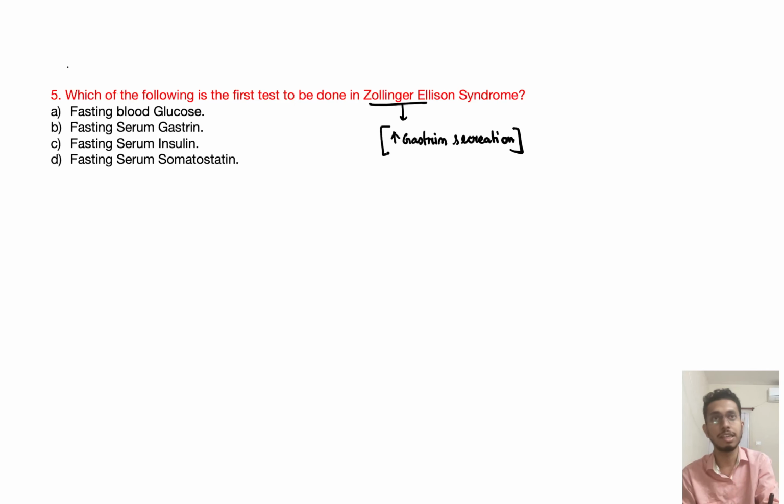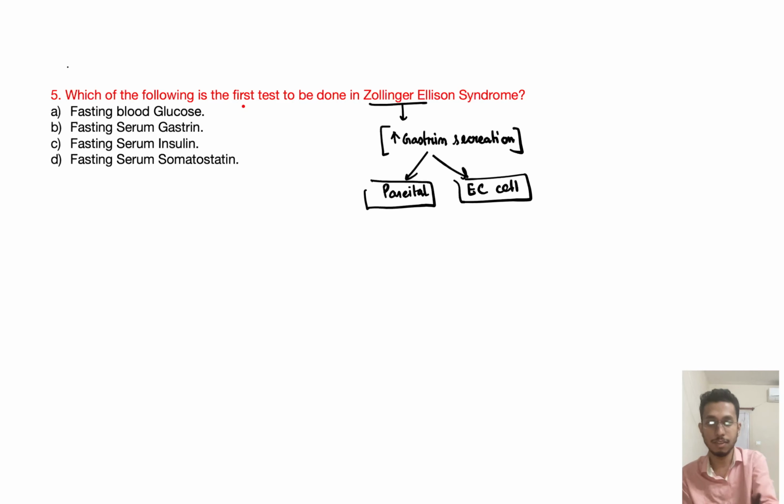This increase in gastrin secretion activates the parietal cell as well as the enterochromaffin cell. Remember, this is the enterochromaffin cell, not the enterochromaffin-like cell. All right. So, what happens when there is activation of the parietal cell? What is the function of the parietal cell we have just discussed before. Parietal cells cause increased secretion of HCl as well as intrinsic factor. All right. So, pathogenesis is due to the increase in HCl secretion.